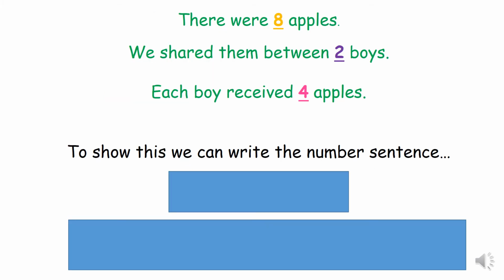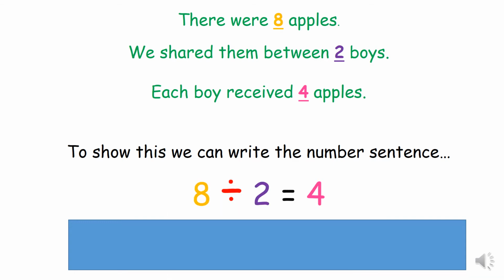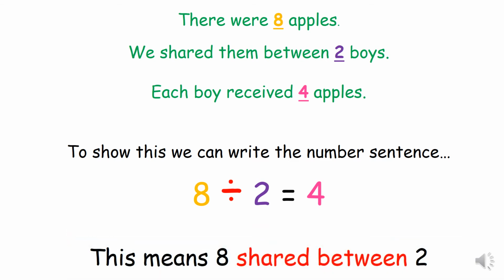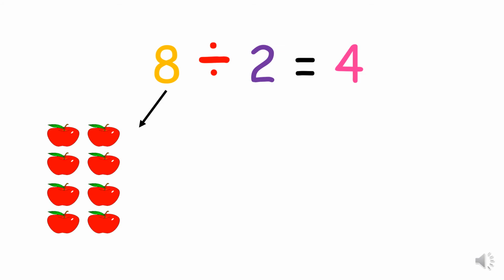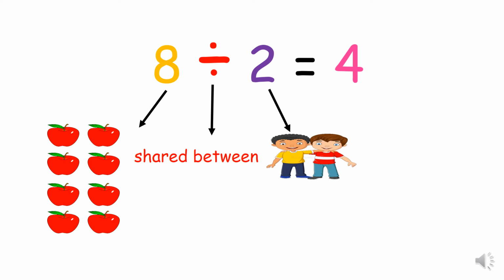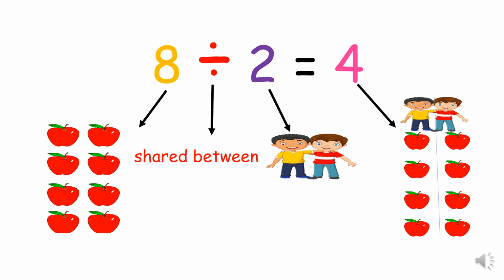So there were 8 apples. We shared them between 2 boys. Each boy received 4 apples. So here's our completed number sentence. 8 divided by 2 equals 4. Because remember, we're sharing them today. I had 8 apples. I shared them between 2 boys, and they each got 4 apples each.